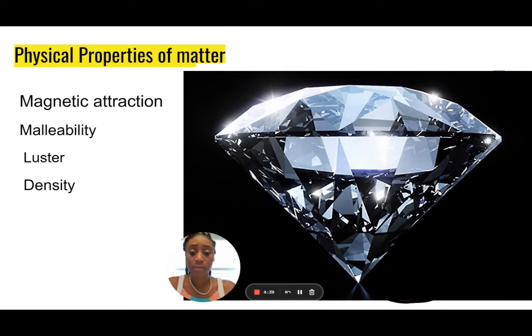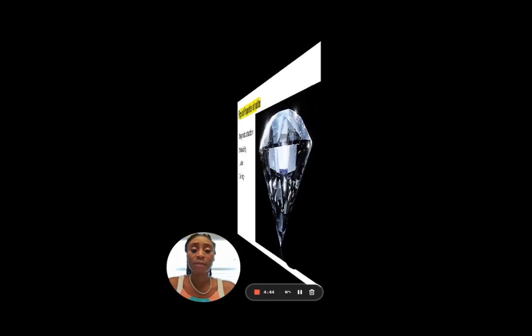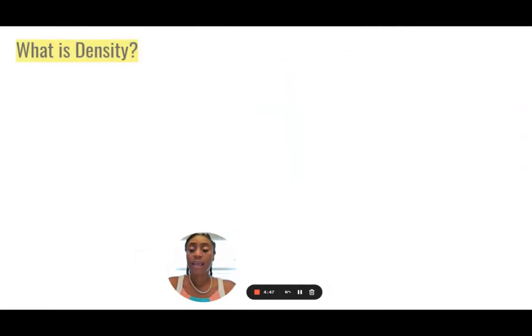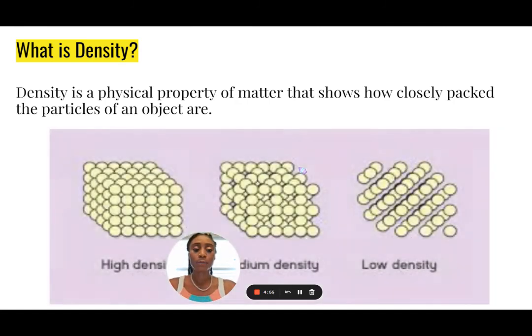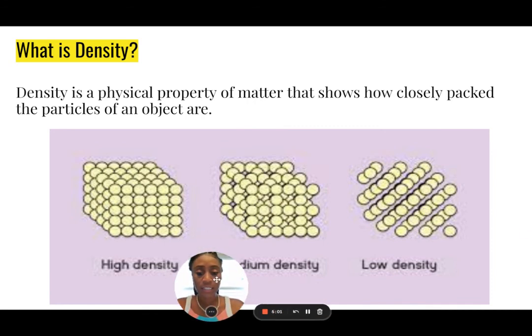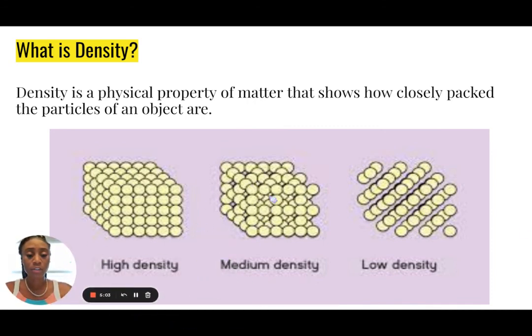And the last one that I'm going to talk about is density. Density basically is one physical property of matter that I'm going to look at in my next lesson. Density basically shows how closely packed the particles of an object are. In this picture, when they are spaced out, they have a lower density. If you look at the middle picture, it's a little bit more closely packed, so it has medium density. And in this last picture, because it's so closely packed, it has high density. So we're going to look at that in our next video, and stay tuned.